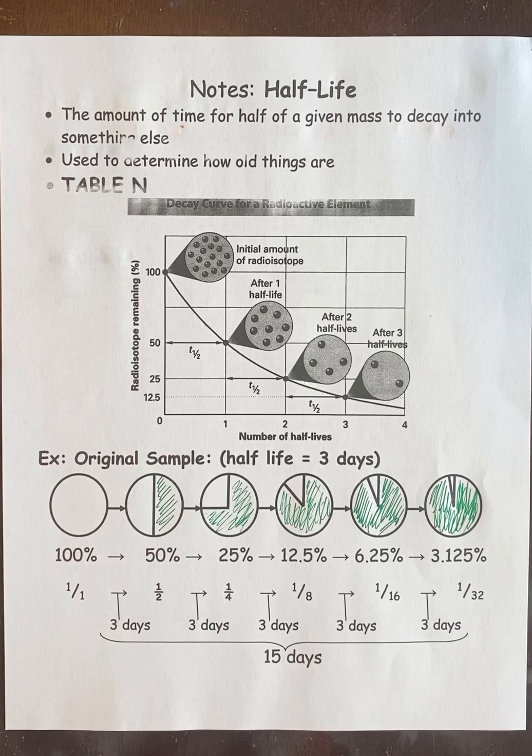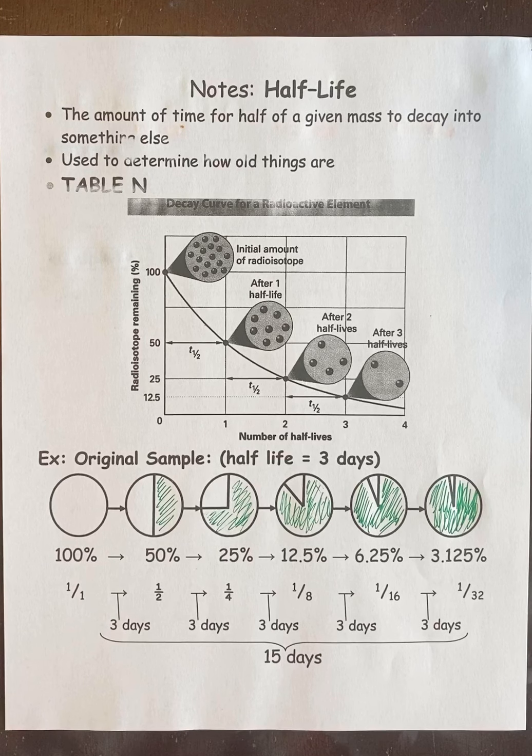Today we're going to be talking about half-life. So half-life is the amount of time it takes for half of a given sample, or the mass of the sample, of radioactive elements, otherwise known as radioisotopes, to decay into something else. Now that something else could be something that's radioactive, it could be something that's not radioactive.